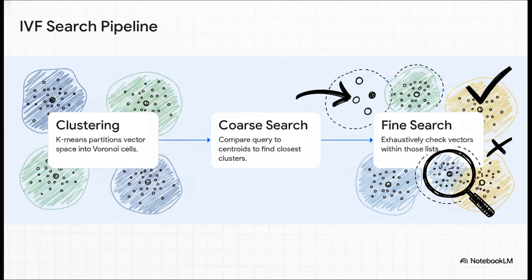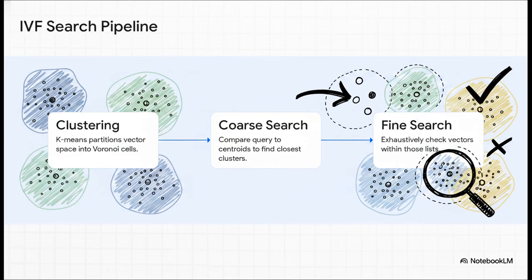During indexing, IVF uses an algorithm called k-means to partition the entire vector space into separate clusters, which are called Voronoi cells. Every single cluster has a center point known as a centroid. All the vectors are then assigned to their nearest centroid. So, when you actually run a search, it's a two-stage process. First is the coarse search.